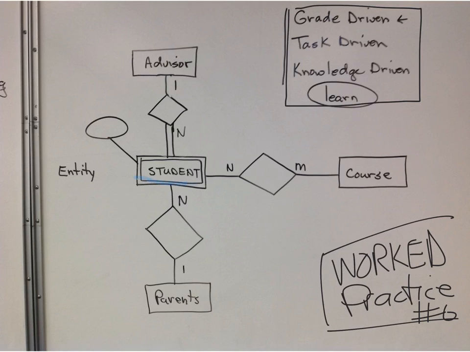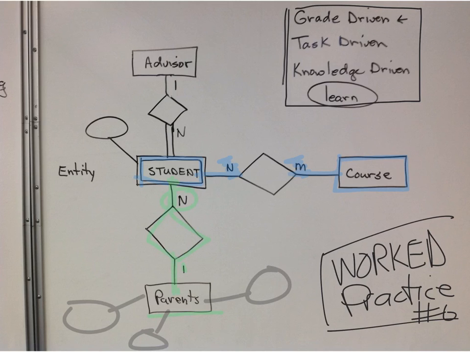I started out with student, and then I said the student can take a course, and the course can have a student taking it, and in fact many students can take many courses. Another relationship, a student has parents, so parents can have lots of students going to school, but each student only has one parent, one set of parents. And here we could start drawing attributes connecting to our entities.